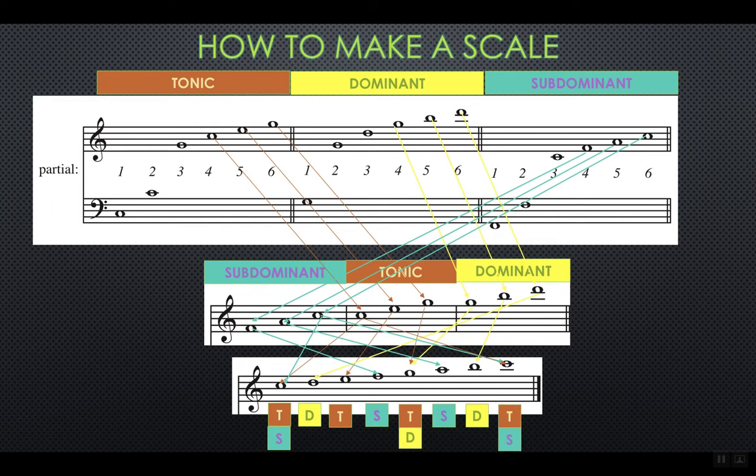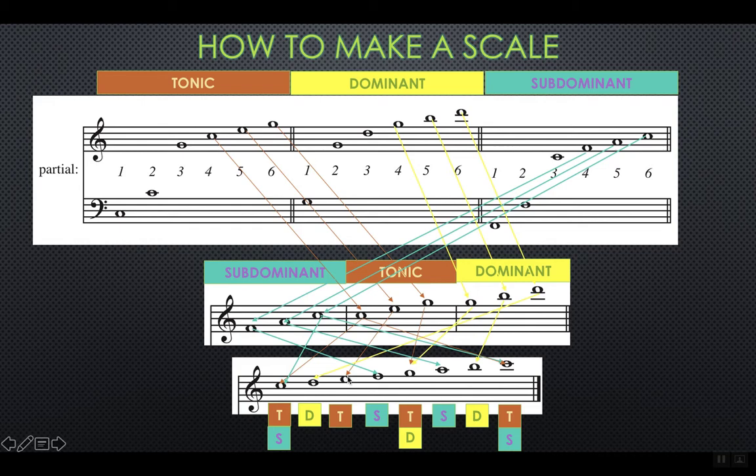So, if you're ever asking where does the major scale come from, this is one of the theories as to where it comes from. All the notes in the major scale come from either the tonic, the dominant, or the subdominant chords, and a lot of them have both, right? This C comes from both the C chord and the F chord. This G comes from both the C chord and the G chord, and this C, again, from both C chord and F chord.